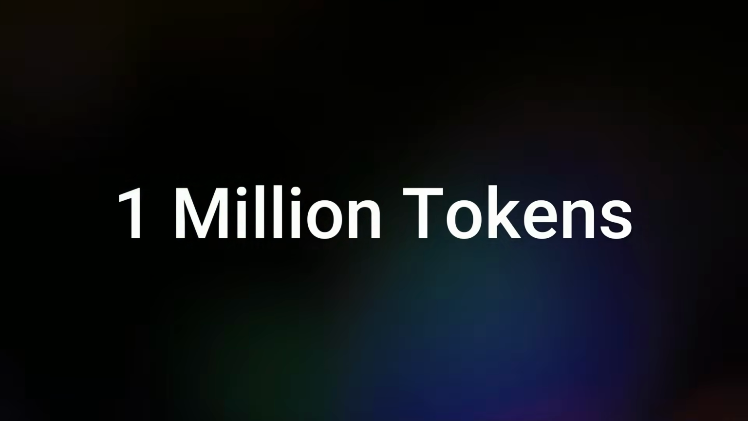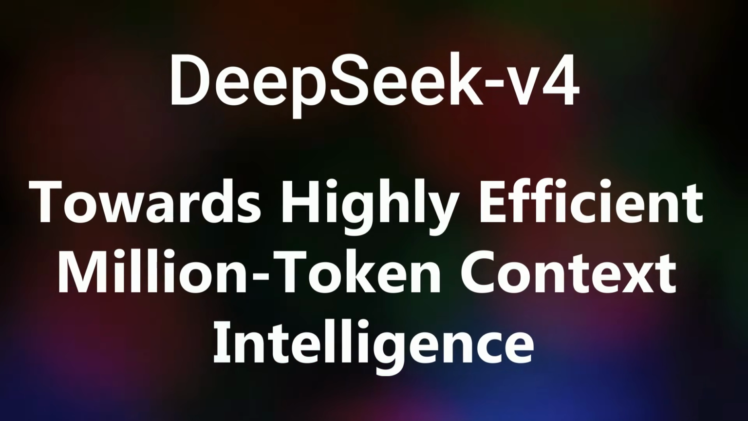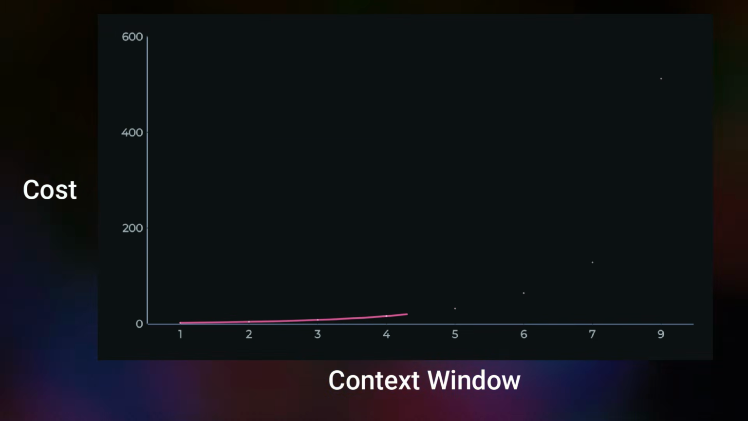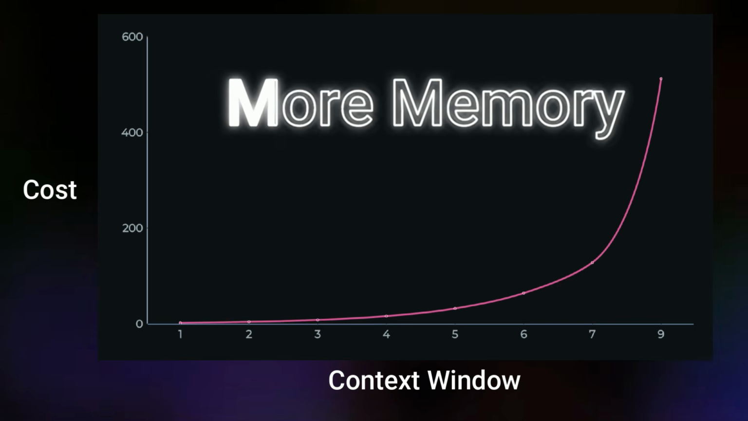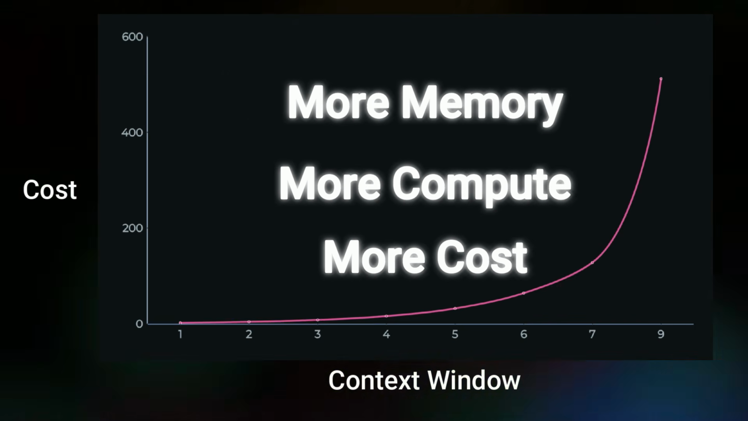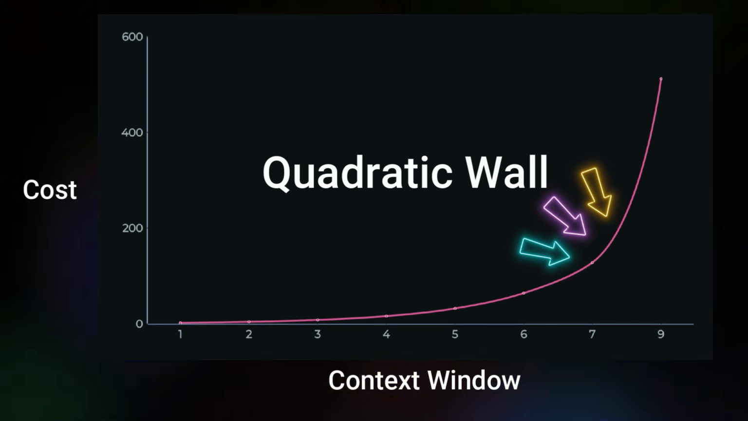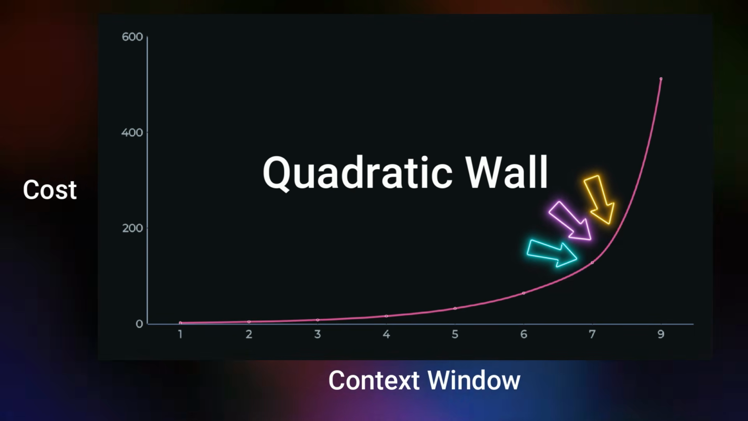What if your AI could handle 1 million tokens of context without melting your GPU? That's exactly what DeepSeek version 4 just solved. Developers know this pain. As context windows grow larger, attention mechanisms become insanely expensive. More memory, more compute, more cost. This is called the quadratic wall, and it's one of the biggest bottlenecks in AI today.